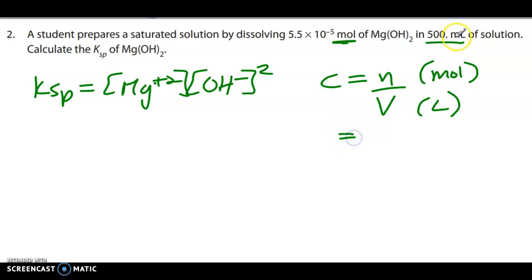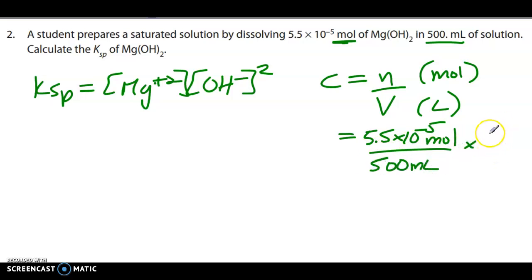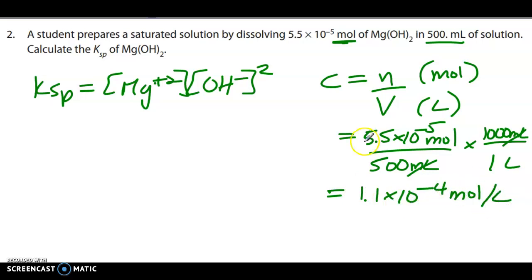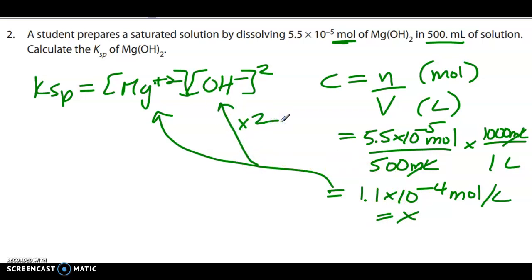So keeping in mind, of course, we have to convert milliliters into liters. So we have 5.5 times 10 to the -5 moles in 500 milliliters. And of course, we know that 1,000 milliliters is equal to 1 liter, right? So we get here a concentration of approximately 1.1 times 10 to the negative 4 moles per liter. And then we're going to plug this into our magnesium because this is now equal to our x. But we have to remember to double it when we put into our OH. So our Ksp value here is 5.3 times 10 to the negative 12 at that point.